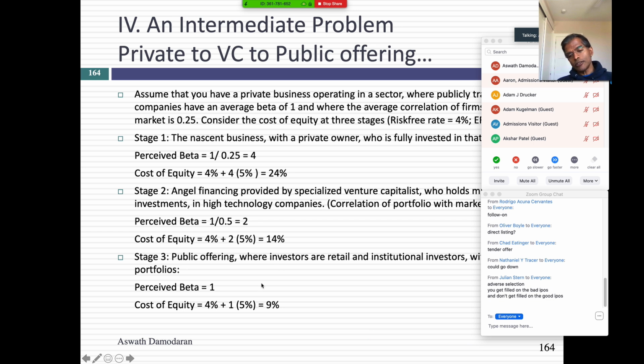And your expectation is 5 years from now, you plan to go public. And if you go public, investors should be diversified, so you can use the market beta. What I'm saying is, even if no risk in your company is changing, given who's pricing your company, you should expect your cost of equity to go down.